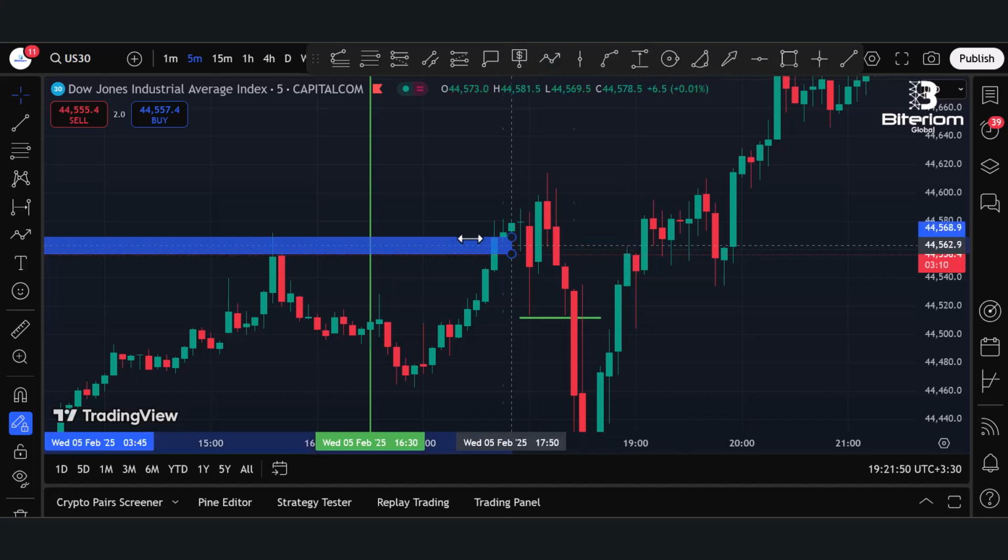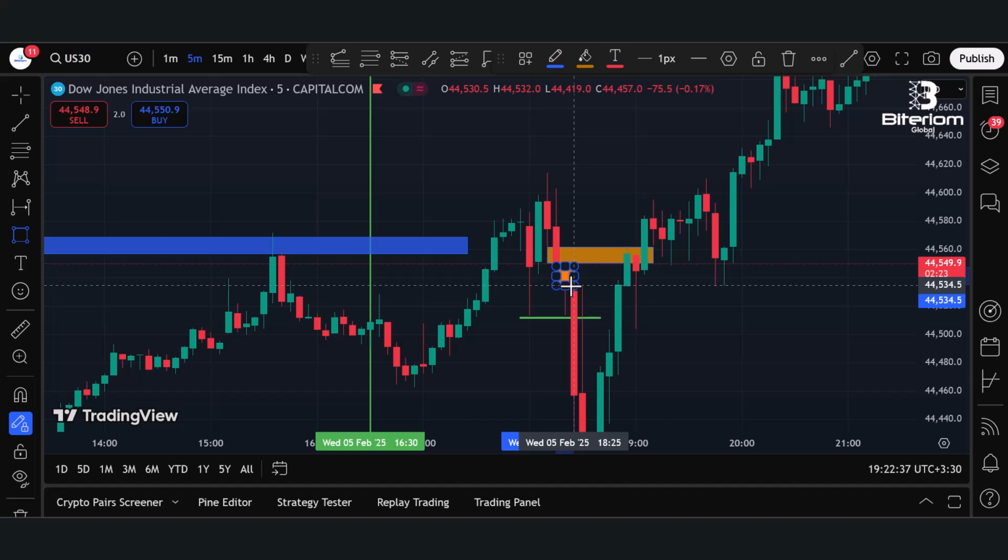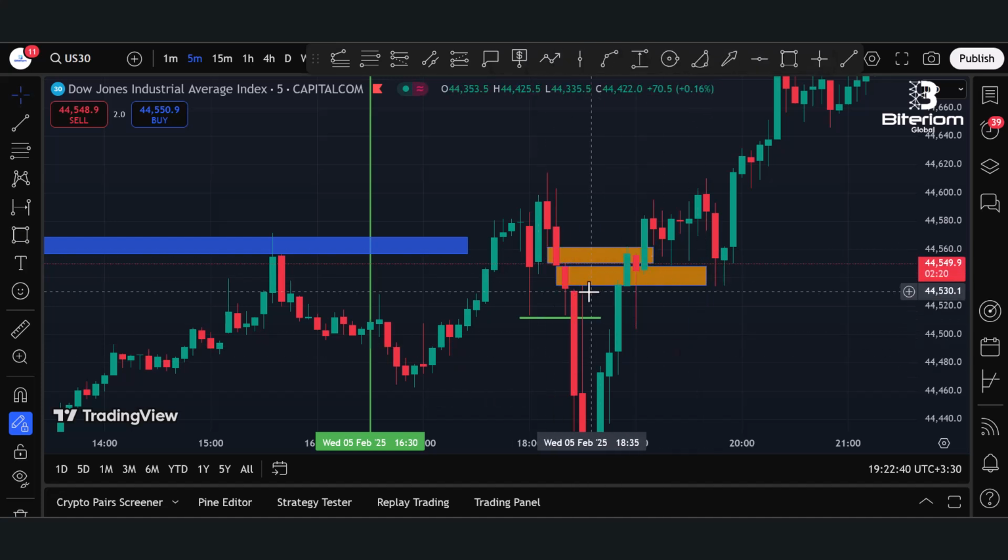For example, on this leg, we can mark the space between this low and the high of the third candle. This is the first FVG. For the second FVG, we can mark the space between the low of this candle and the high of the third candle. We have two FVGs, guys, in this area.